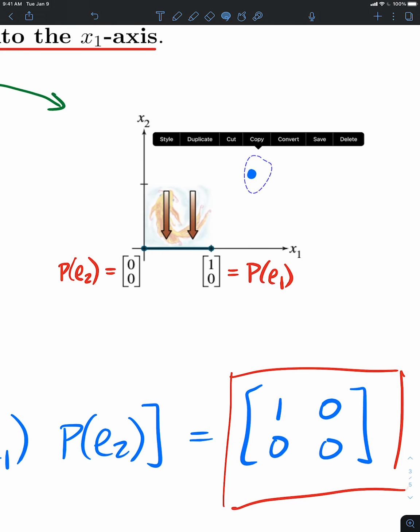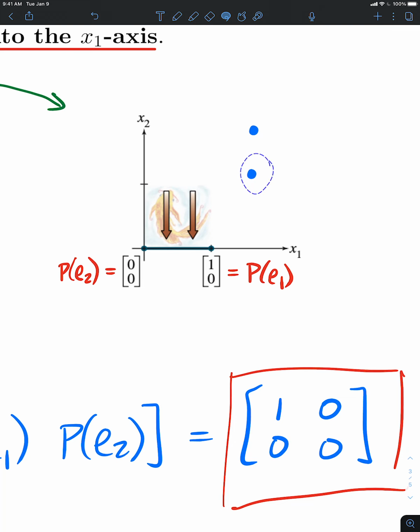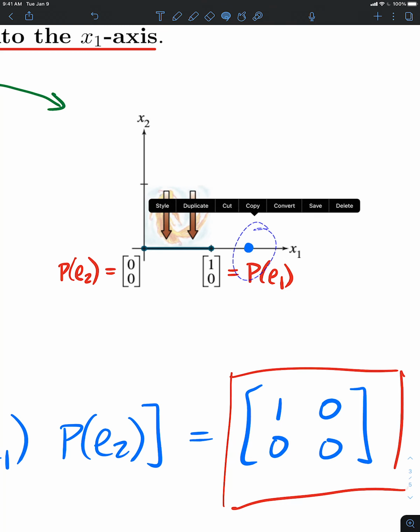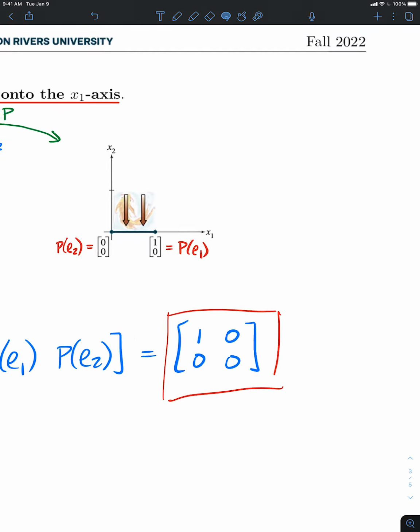So what if I just did this? What if I took 2 points, one of which was directly above the other? Then what's going to happen, if I apply P to both of those points, it's going to push this one down to the x1 axis, and it's going to push this one down to the x1 axis. And the output vector is going to be the same point in either case. So that's the idea here. But let's make some specific vectors.